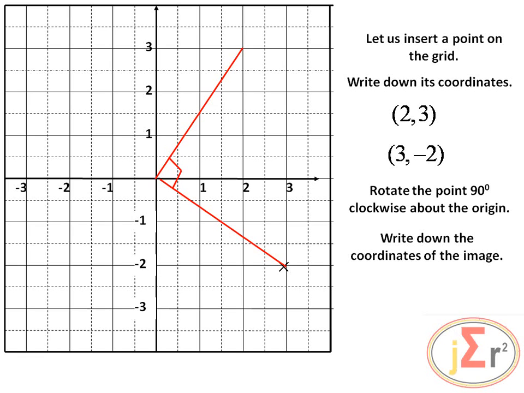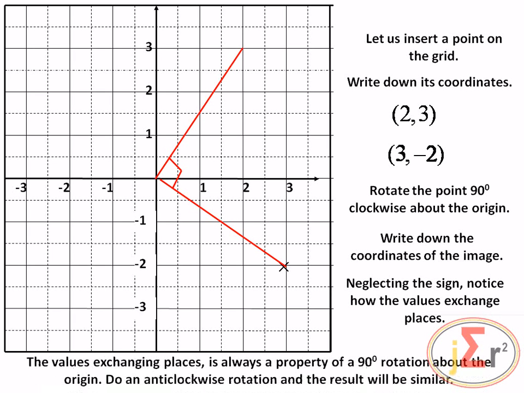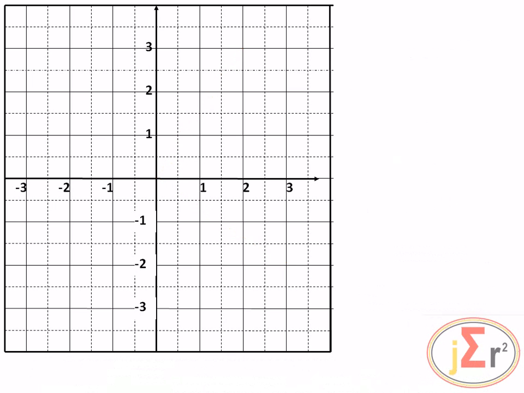So we have the point 2, 3, and we rotated it 90 degrees about the origin. Neglecting this sign, notice how the values exchange places. That is always a property of a 90 degrees rotation. The values exchanging places is always a property of a 90 degrees rotation about the origin. Do an anti-clockwise rotation and the result will be similar.